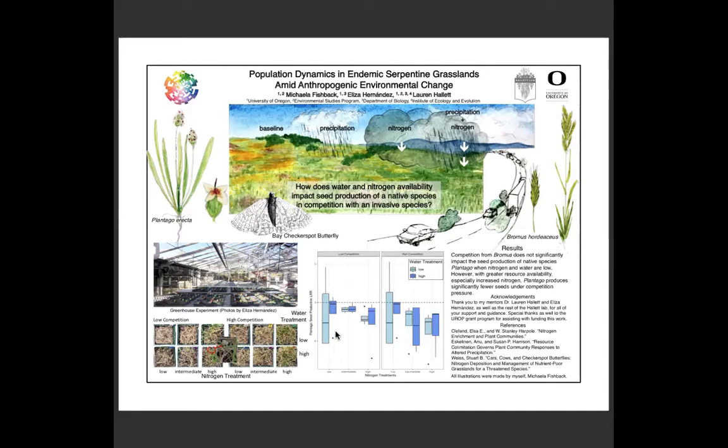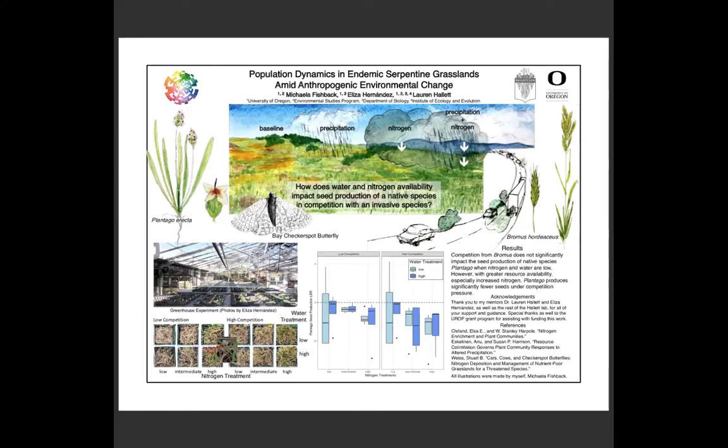So Plantago produced slightly more seeds under competition with Bromus than it did without competition when nitrogen and water availability were low, seen here. However, with increased resource availability, it produced significantly fewer seeds. This indicates that competition does not significantly impact Plantago populations if resource availability is low.